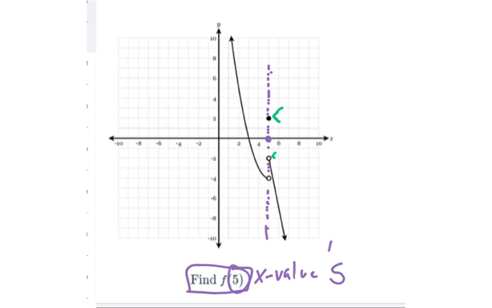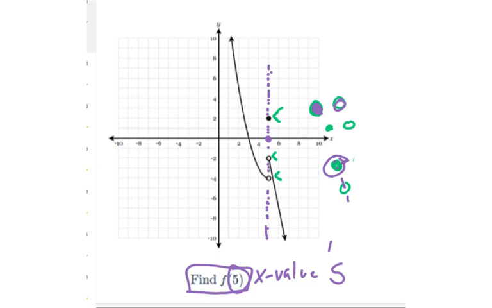So this dot at 2, this dot at -2, and this dot at -4 are all at the x value of 5. A solid dot outranks an open dot. A solid dot is stronger than an open dot. So if you have a solid dot and an open dot on the same line, like we do down here, you're going to go with the y value of that solid dot. So solid is stronger than open.